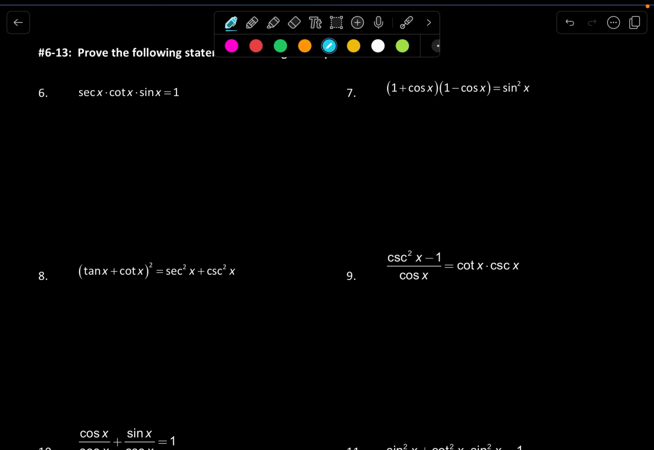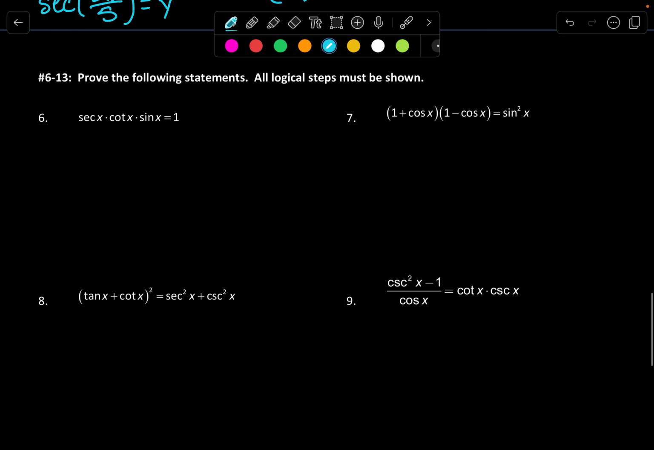All right, guys, we're going to go over page 3 of our Unit 9 test review. 6 through 13 say to prove the following statements. So when you're told to prove, you are assuming that all of these things are true, and you have to make the connections showing that you can transform the two sides into a common value.